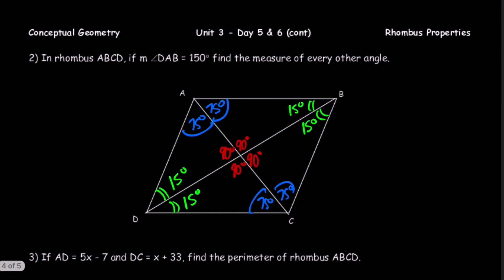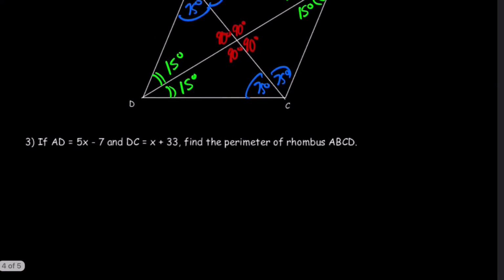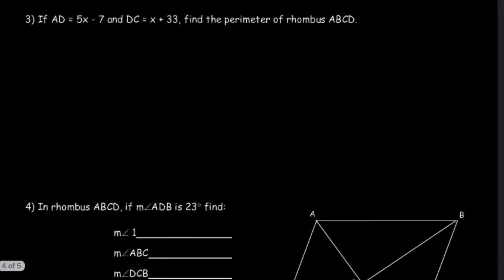So what we're going to do next, we're going to continue where we left off on example 3. All right, so assuming this is a rhombus, if AD is 5x minus 7 and DC equals x plus 33, find the perimeter of rhombus ABCD. Obviously, the difficulty here is the rhombus is not drawn for you, so we are going to draw one.